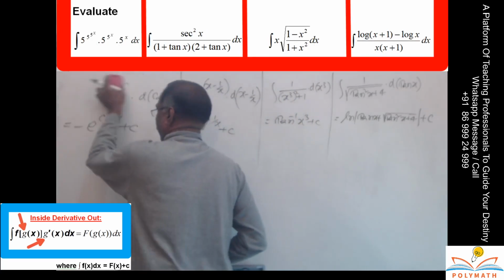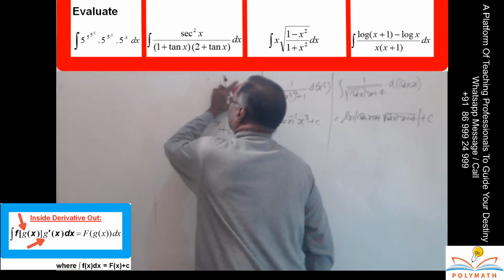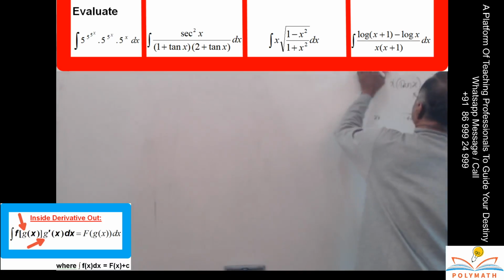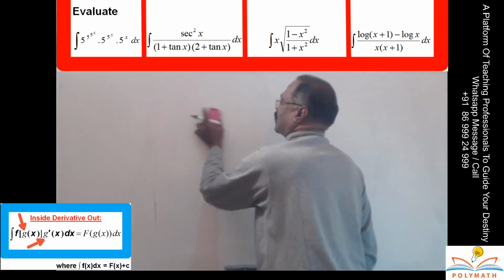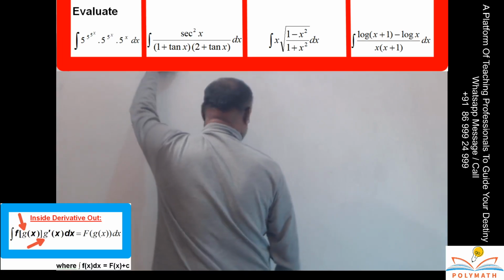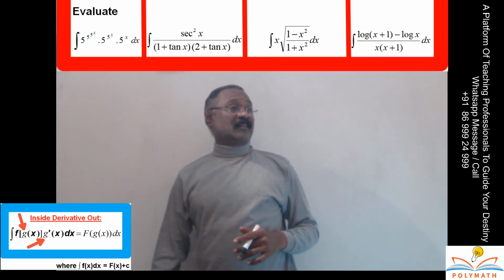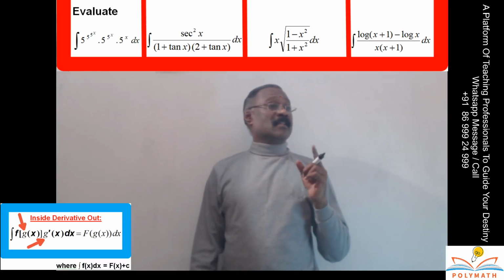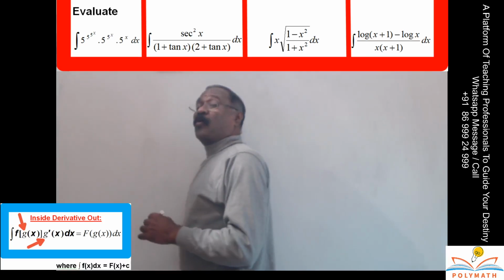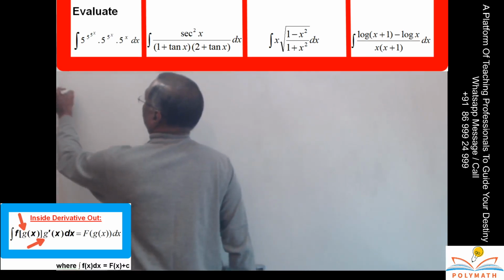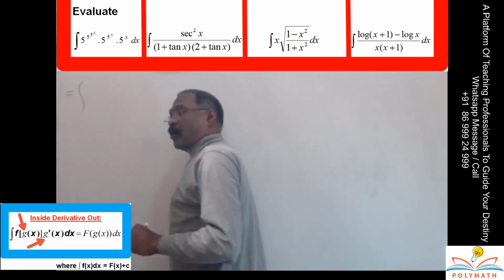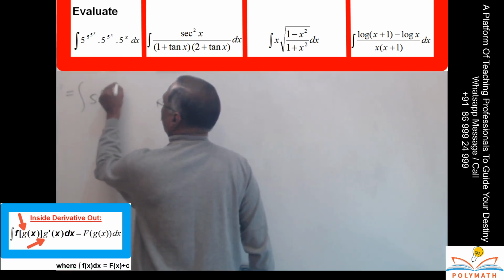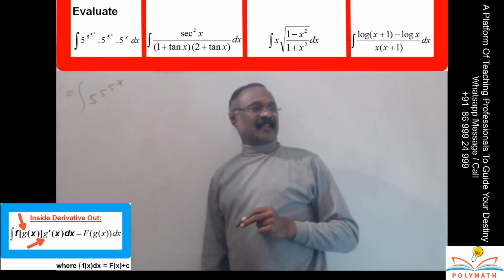Next one is, if you see 5 power x. So, if you see the terms that are adjacent to it, you can clearly see the second part, third part is the derivative of the power of the first part. So, what I mean to say here, it is integral of 5 power x is there. Correct, no?